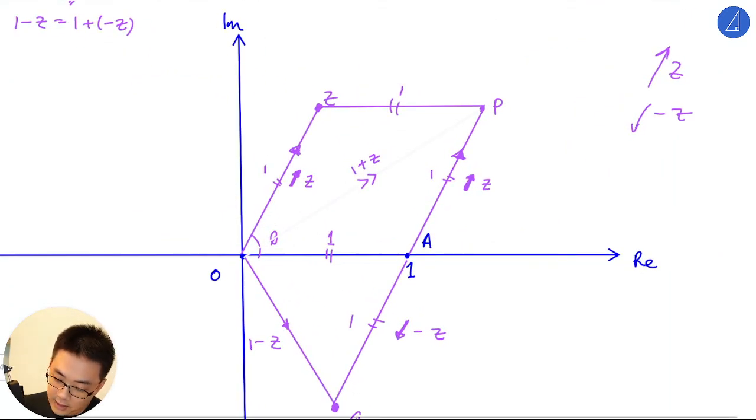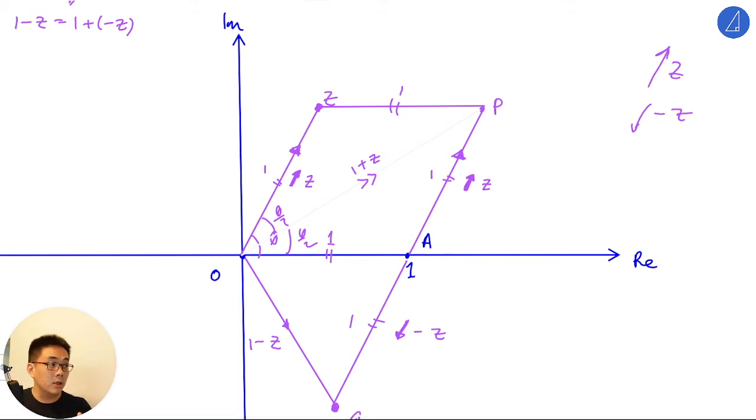if this is a rhombus. Actually, okay lah. It's not that bad, right? Because if this is a rhombus, I know that this is theta over 2, right? This is also theta over 2, right? Right? Then this side is an isosceles triangle. Then this is also theta over 2.